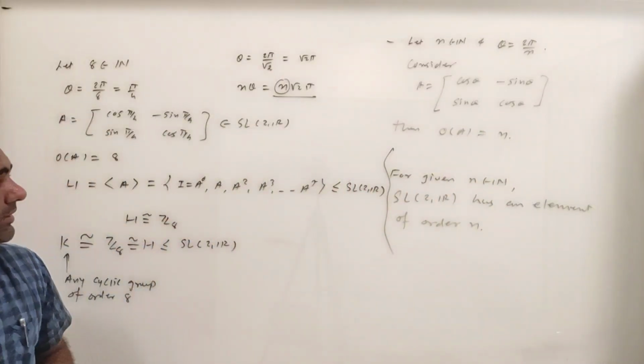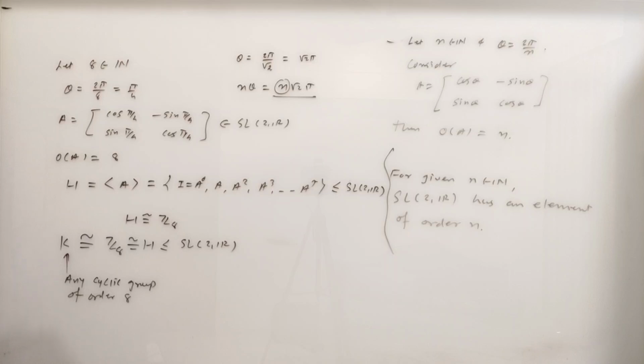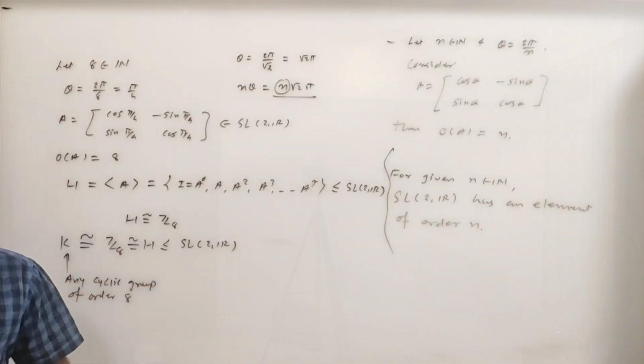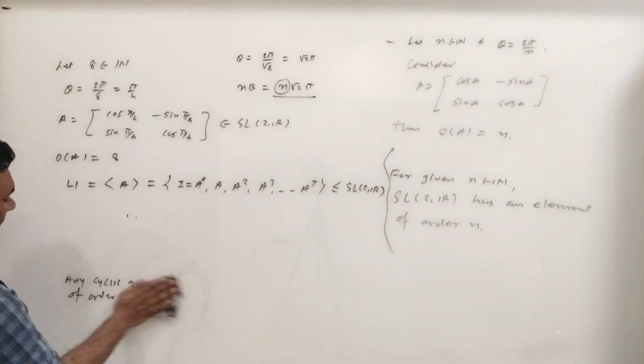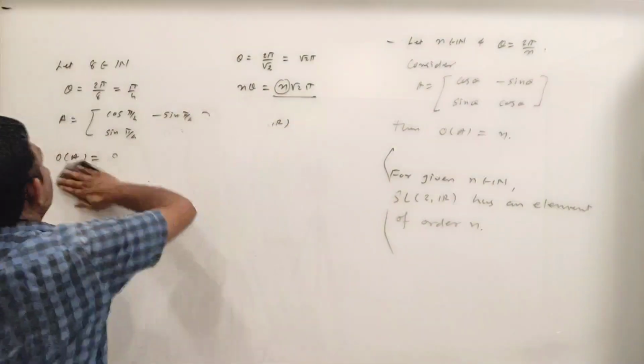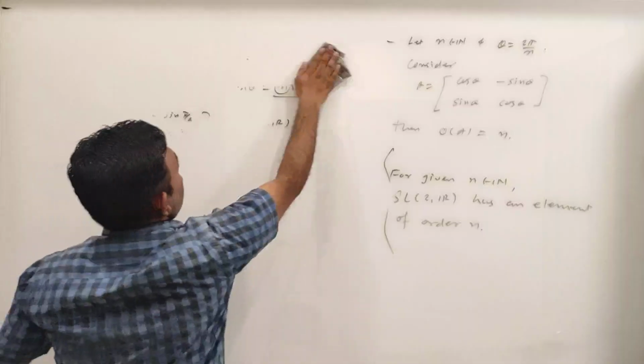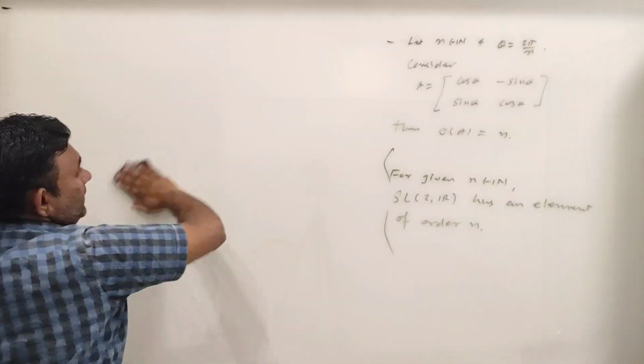as well as SL2R contains every finite cyclic subgroup also. So in short, all this discussion can be put in one line in this way. So let us conclude all this discussion in terms of a statement.